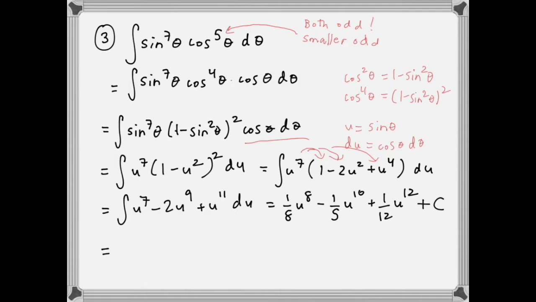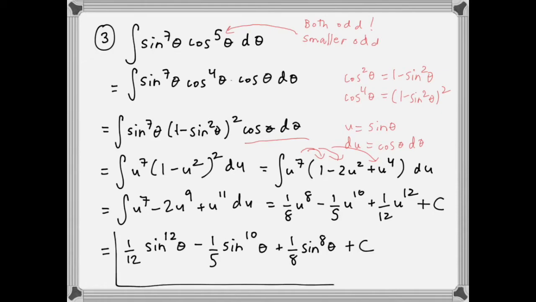And I'm going to write not just sine, but I'm also going to write it in descending order. I'm going to write it with the biggest power first, just because it's usually good practice to do that. So I have 1/12 sine to the 12th theta. Oh, let me write that a little neater. Sine to the 12th theta minus 1/5 sine to the 10th theta plus 1/8 sine to the 8th theta plus c. Okay. So there you go.